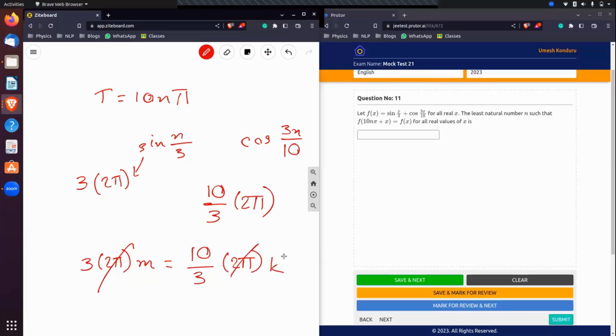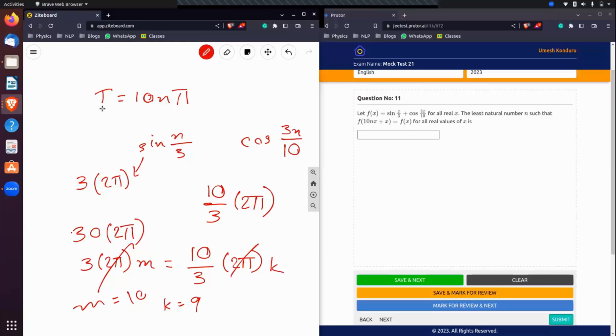So obviously k has to be a multiple of 3 so that we can get rid of this 3 at the bottom. And then m has to be a multiple of 10 so that it can divide this. So what I see is, say if we take m equal to 10, the least number that divides 10, then k will be equal to 9 so that this entire thing can become 30. So basically the period of this will be 30 times 2 pi, right?